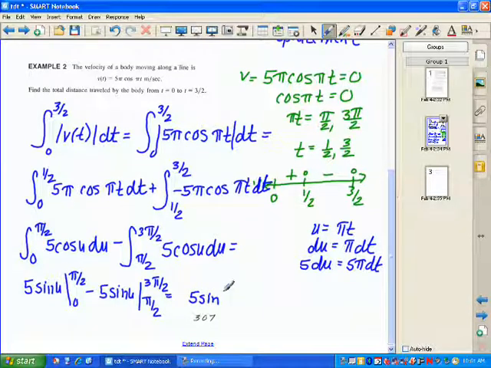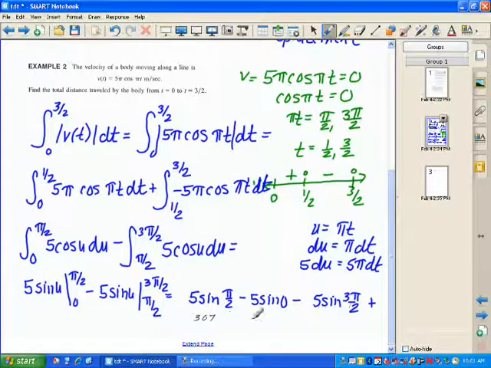5 sine pi over 2 minus 5 sine 0, minus 5 sine 3 pi over 2. I'm going to do a plus now because it's minus a minus. 5 sine pi over 2.